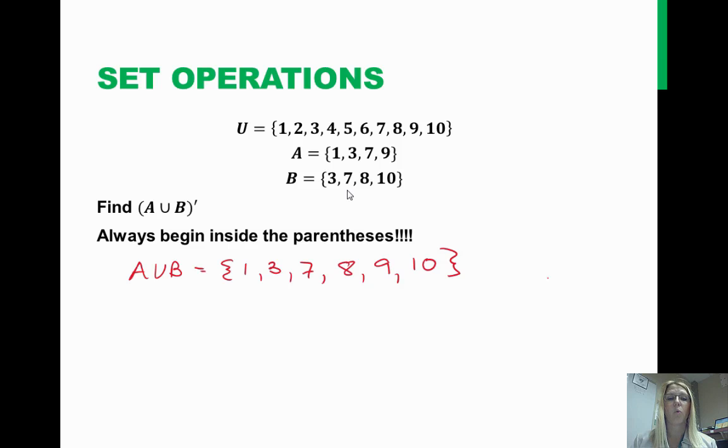Now I want to find out what is not in this A union B. So I'm going to look at the universal set and pick the ones that are not listed in A union B. And this is what we get: 2, 4, 5, and 6.